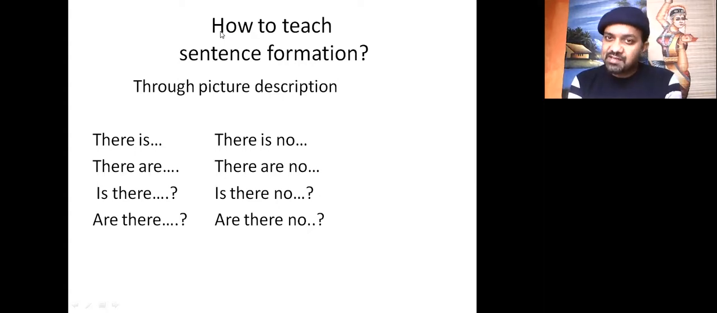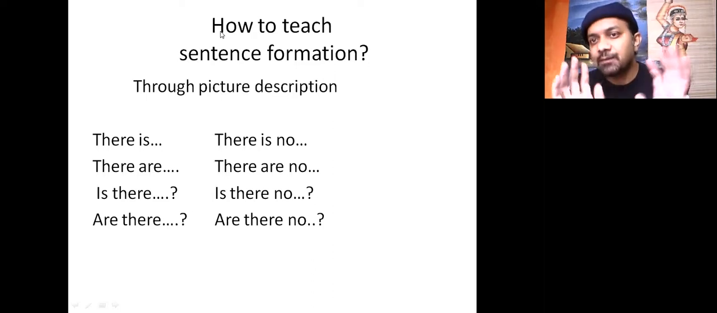How to teach sentence formation through picture description. I have come up with an activity, or some ideas I would like to share with you, so that you can use them in your real classroom. This may help children to construct sentences or enable them to understand how they can construct sentences.